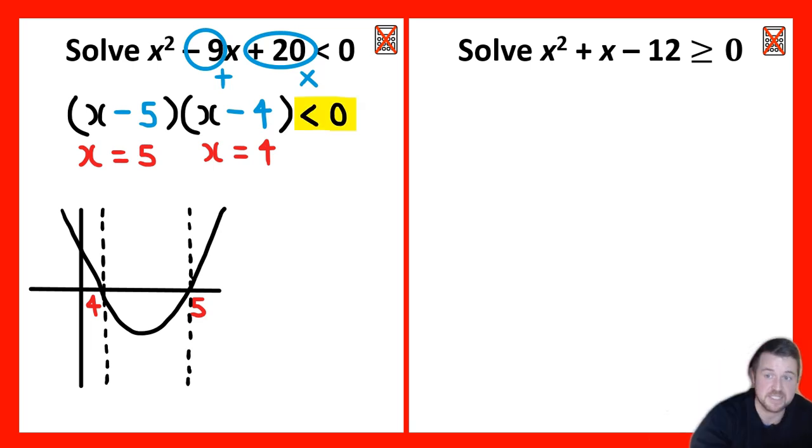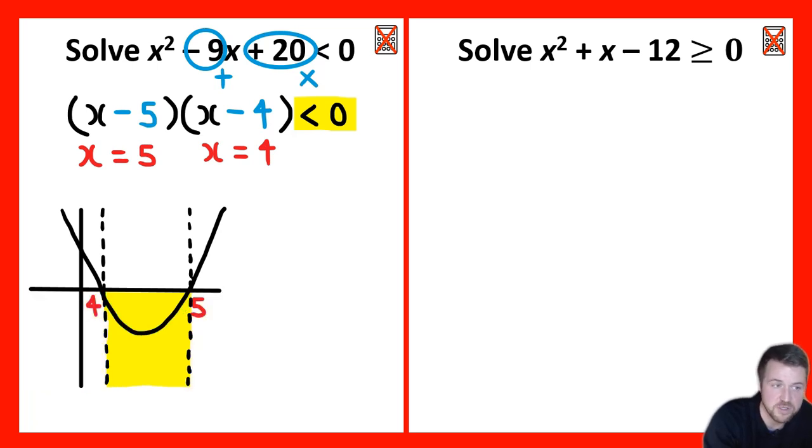Since we're looking for when it's less than 0, the x-axis is defined as y equals 0. So if my quadratic is less than 0, it would be when my solutions are below the x-axis. So looking below the x-axis, you can see the solutions for my quadratic or my curved part fall in between the 4 and the 5.